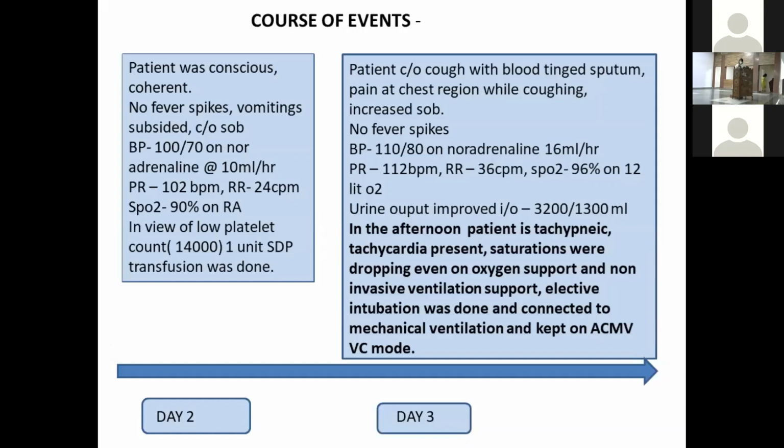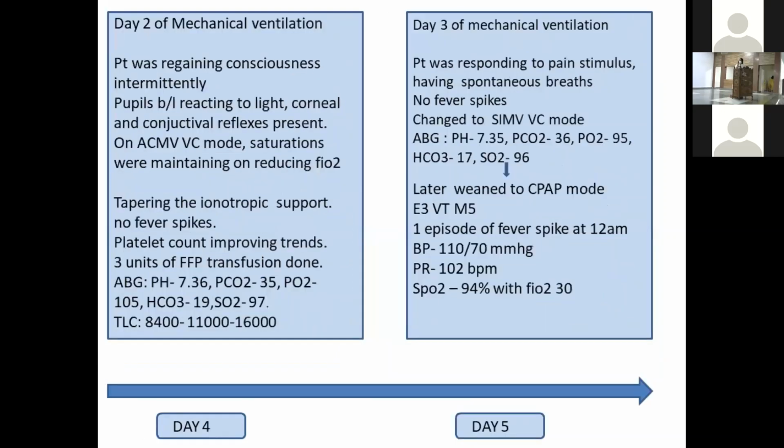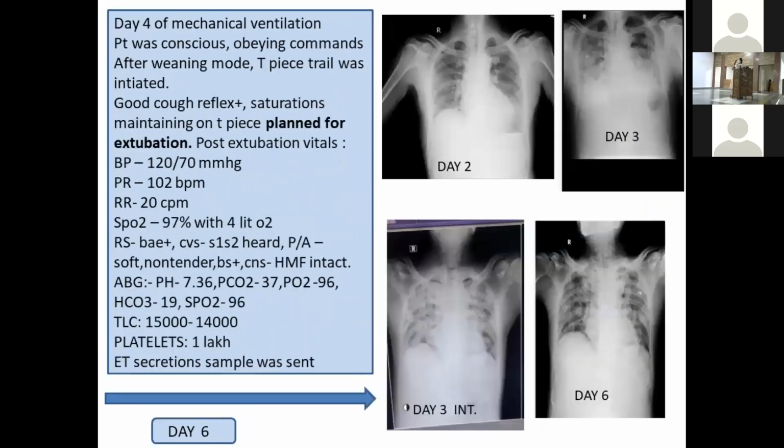On day 3, these were the X-rays, the day 2 X-ray. On day 3, the patient was complaining of cough with blood in sputum, and he was also complaining of increased shortness of breath compared to the day of presentation. And the X-ray is also showing bilateral opacity in the lower regions. His saturations were not maintaining on room air, and he became very tachypneic. So we planned for elective intubation on day 3.